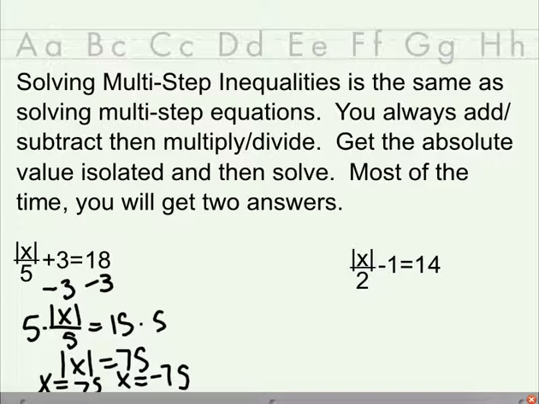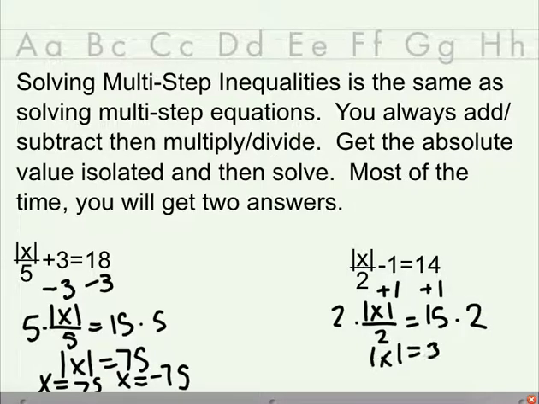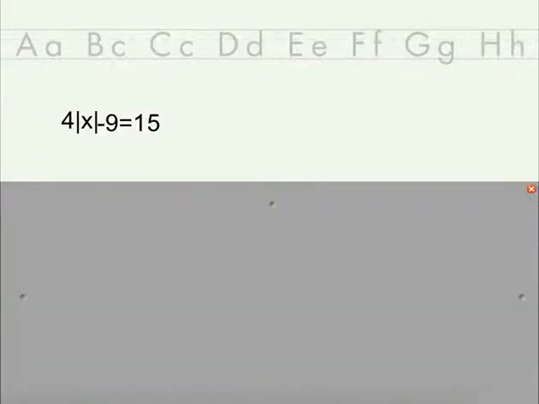And then for our next one, absolute value of x divided by 2 minus 1 equals 14. I'm going to add 1 to each side. Get the absolute value of x over 2 is equal to 15. I'm going to multiply by 2 on each side and get the absolute value of x is equal to 30. Now that I have my absolute value alone, I can split it into the two equations, x equals 30 or x equals negative 30, and I am done. So I get two unique answers here.